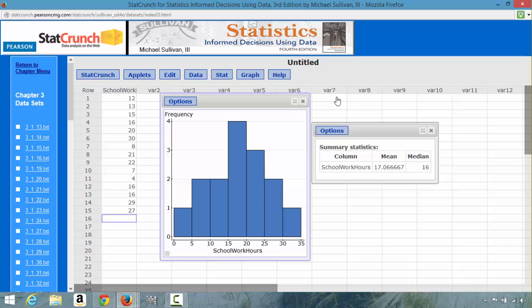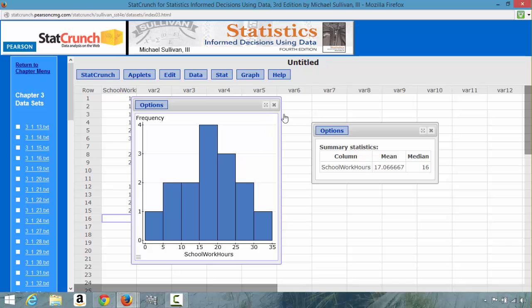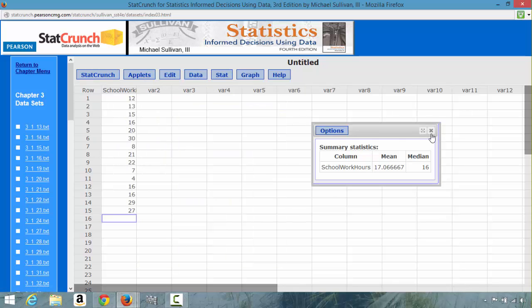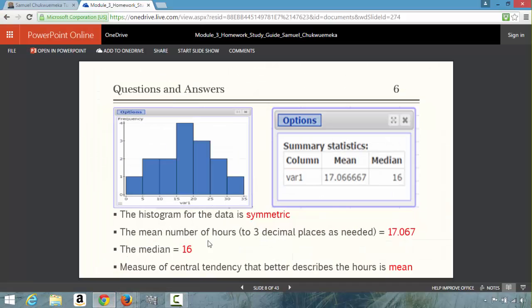The nice thing about this histogram is you don't need to click on it. If you point your mouse at it, it tells you that 0 is included, but 5 is not included, from 0 to 5. Here 5 is included, but 10 is not included, from 5 to 10. So if you just point your mouse on it, it gives you that. That's the nice thing about it. Okay, so that's how you do it with the StatCrunch software.